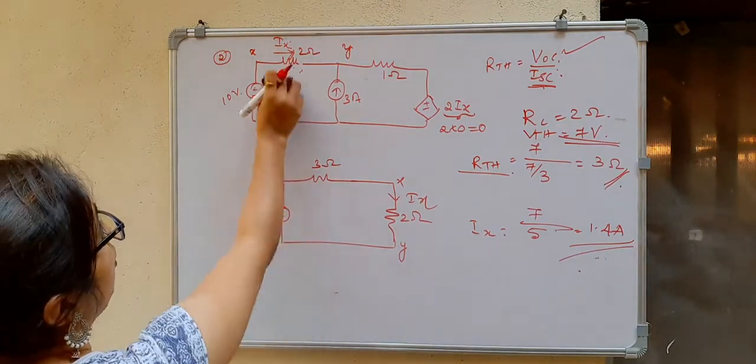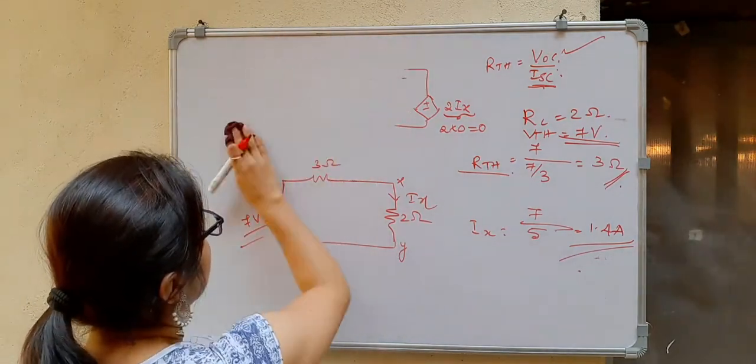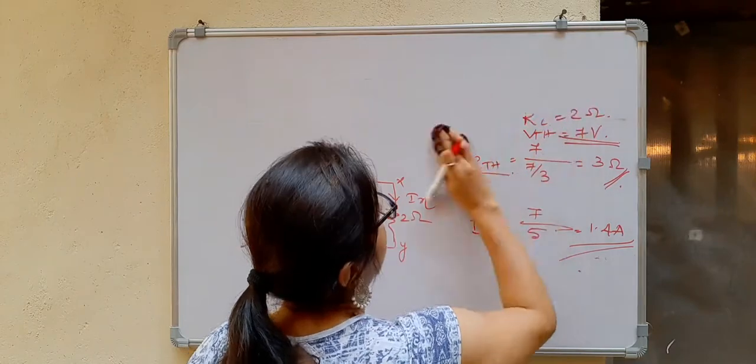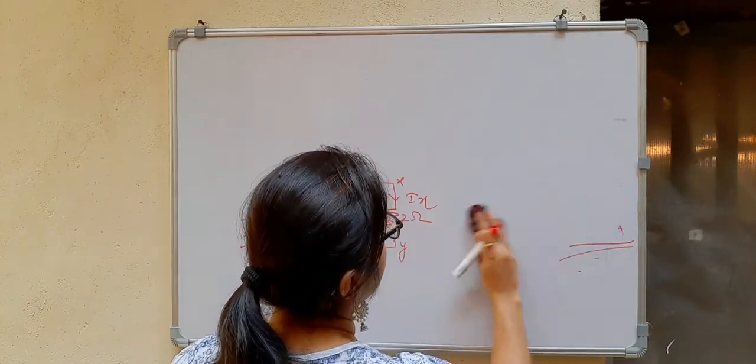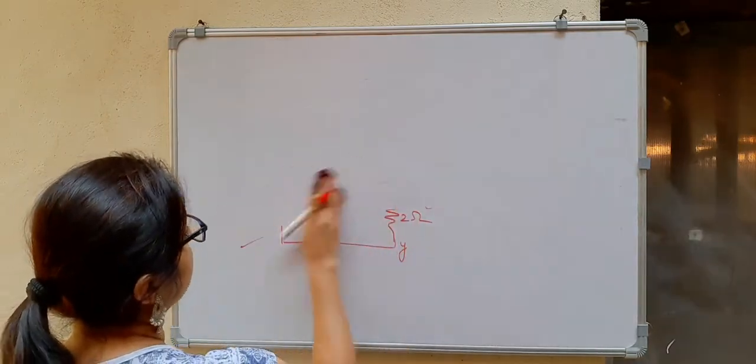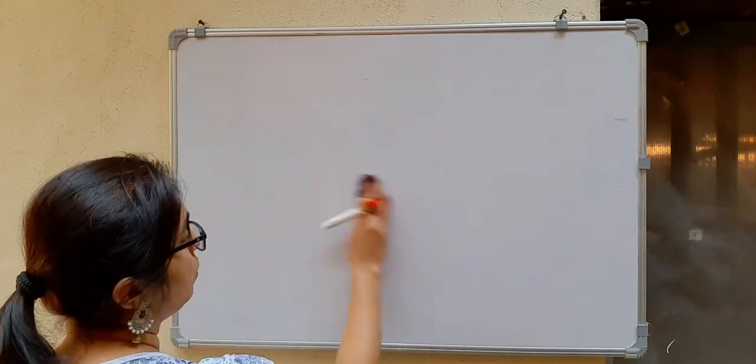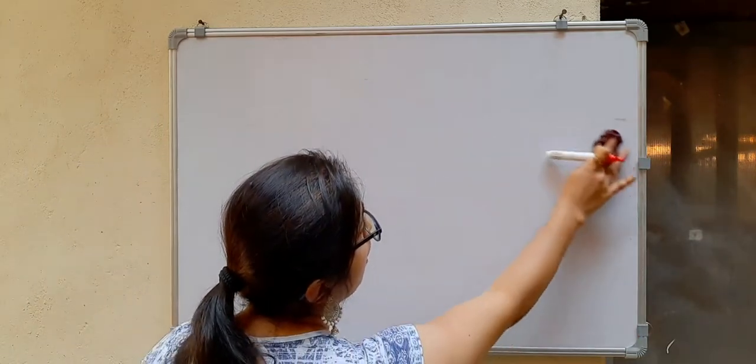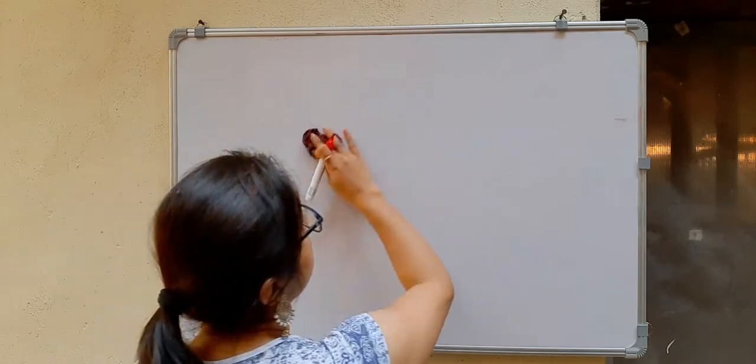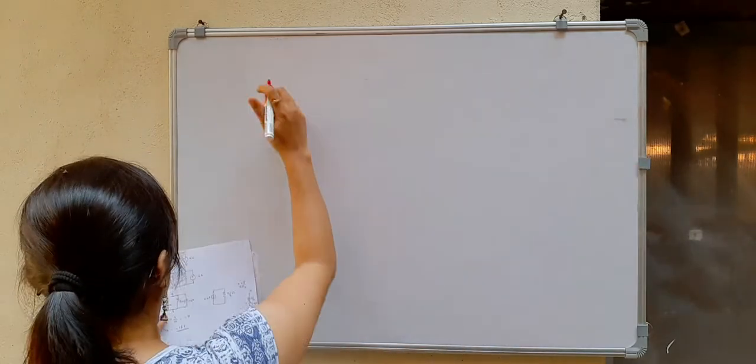Next is the third problem. This is the case where we have only dependent sources. There are no independent sources. In that case, VTH will be equal to 0 and the equivalent network will be just a single resistor. And how to solve?